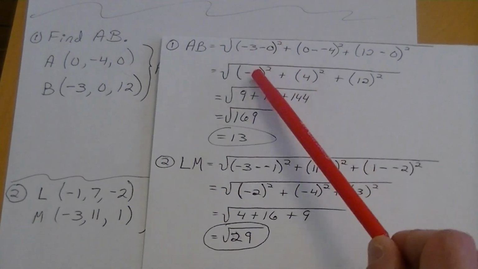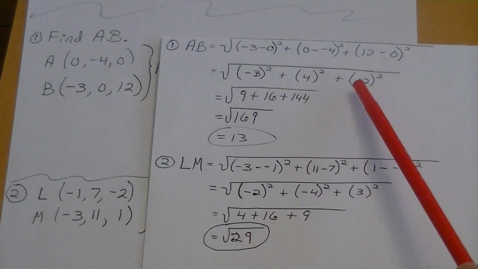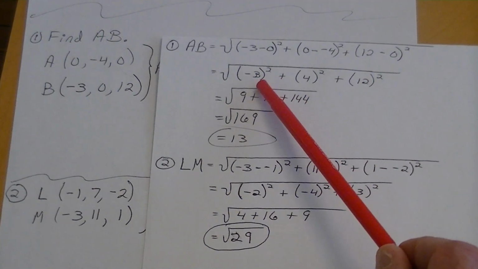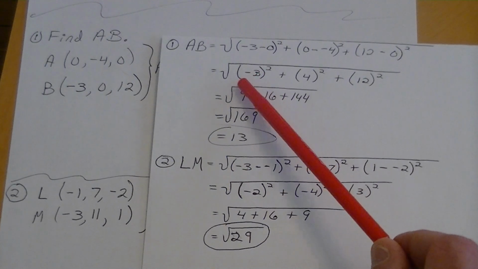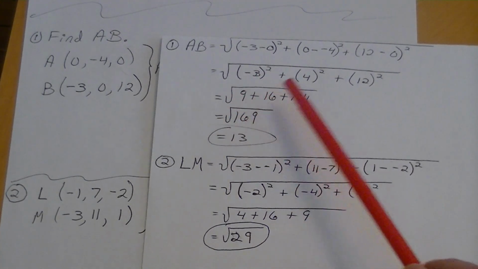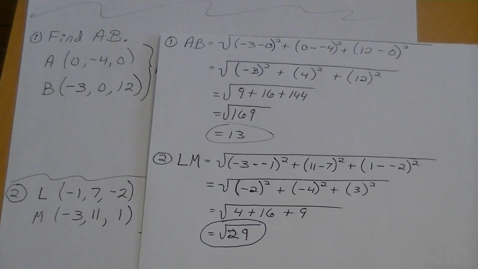So -3 minus 0 is -3, 0 minus -4 is 4, and 12 minus 0 is 12. Make sure you have the parentheses around any negative numbers there, because we want the entire number -3 to be squared, not just the 3. So we get the square root of 9 plus 16 plus 144. The square root of 169 is exactly 13.